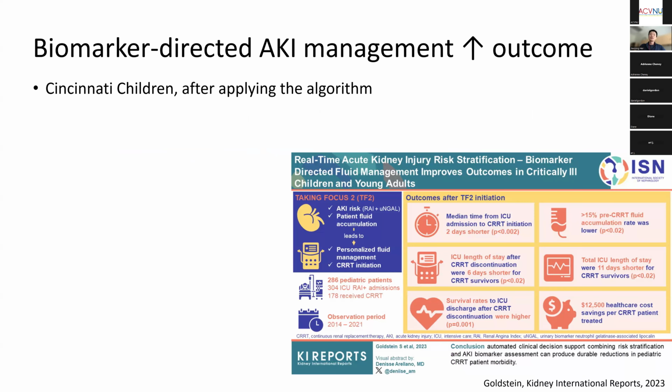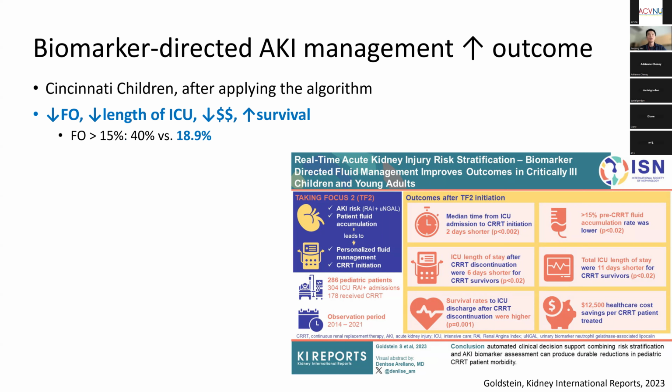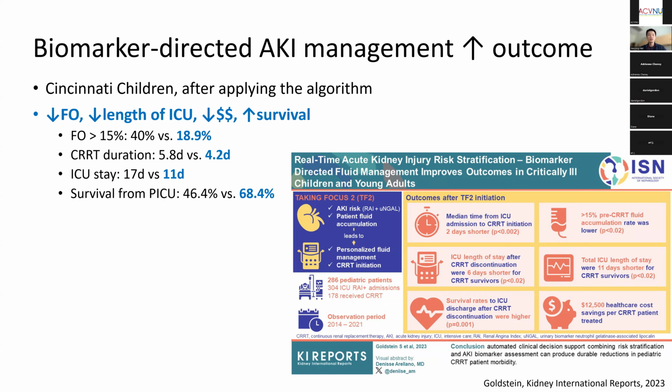So this is the graphical abstract they put together after running this trial for a couple of years, actually several years. What they found is that applying this algorithm to pull the trigger for dialyzing patients in a pediatric ICU significantly reduced the proportion of patients with fluid overload. And then these patients end up receiving dialysis for a shorter amount of time, staying in the ICU for fewer days, and survival improves.